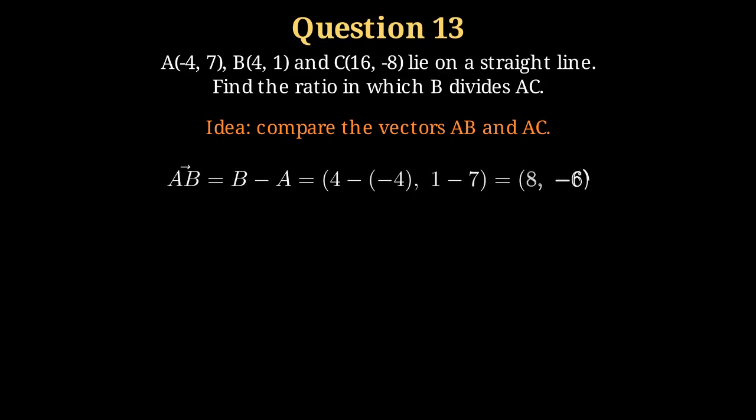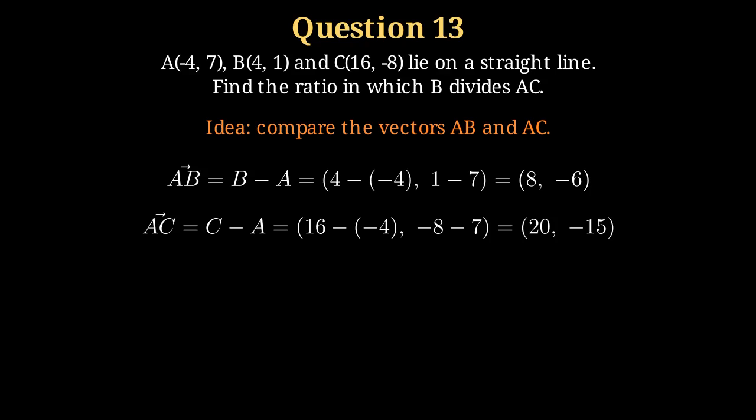First, vector AB. That's B minus A. 4 minus negative 4 is 8, and 1 minus 7 is negative 6. So AB is the vector 8, negative 6. Now vector AC. That's C minus A. 16 minus negative 4 is 20, and negative 8 minus 7 is negative 15. So AC is the vector 20, negative 15.